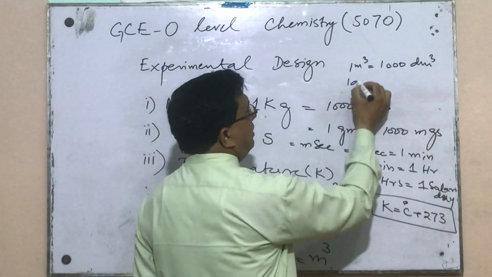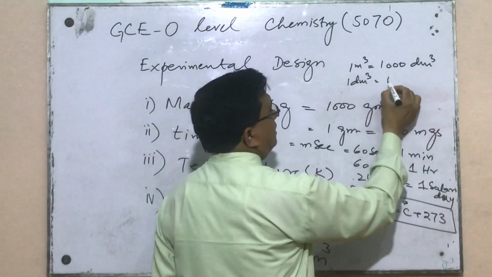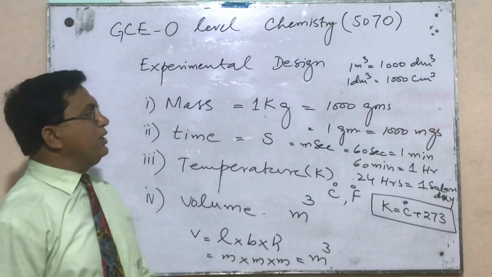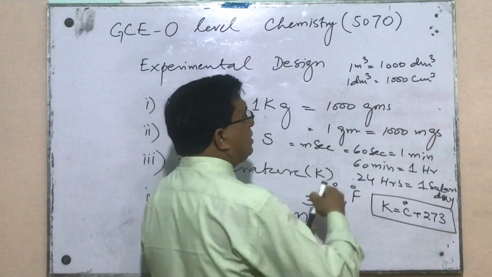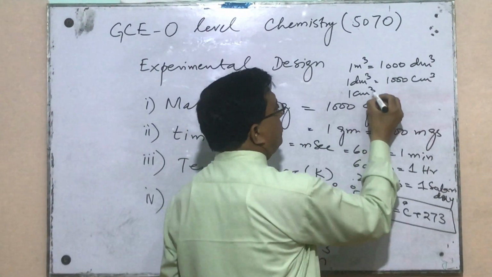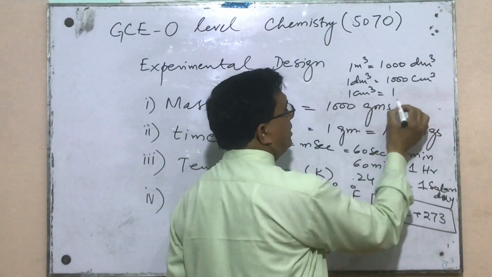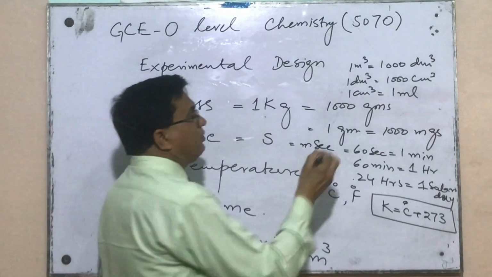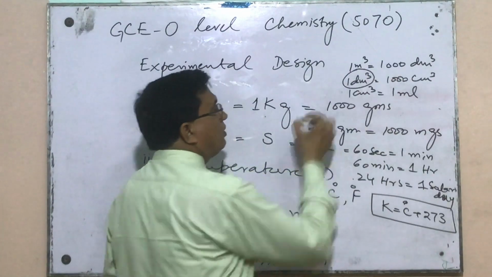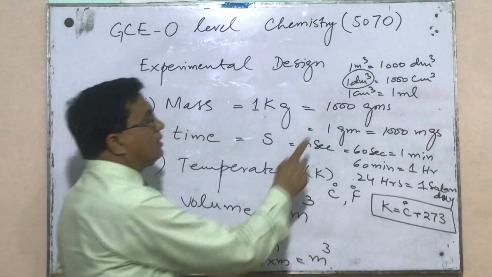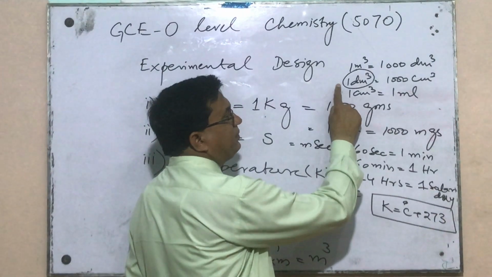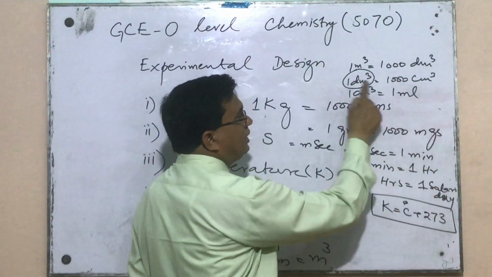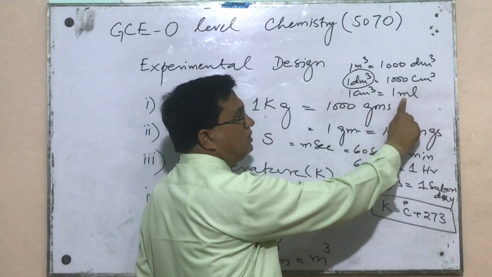Similarly, 1 dm cube contains 1000 cm cube. Now 1 centimeter cube is also equal to 1 ml, 1 milliliter. This 1 dm cube is also called 1 liter. This means that if 1 dm cube contains 1000 cm cube, and if 1 cm cube is equal to 1 milliliter, then automatically 1 dm cube contains 1000 milliliter.